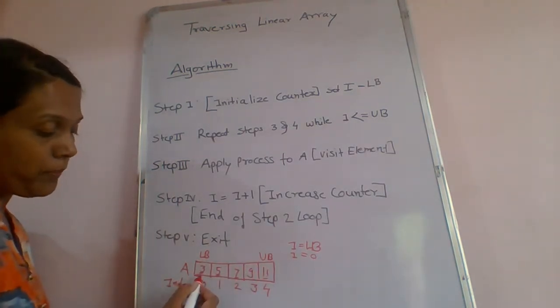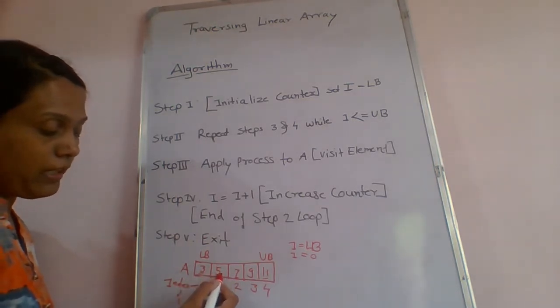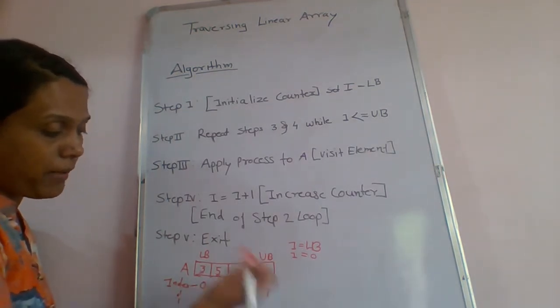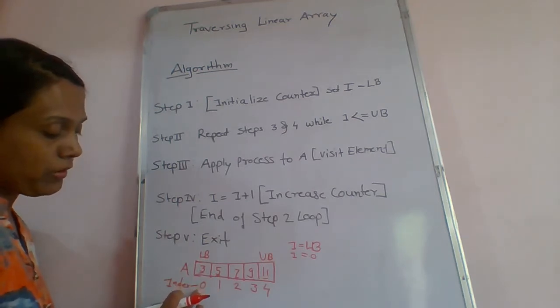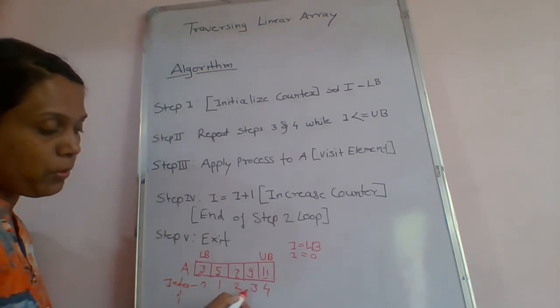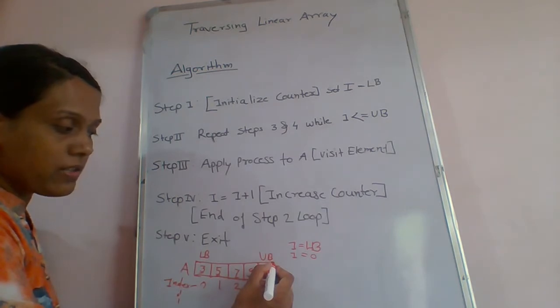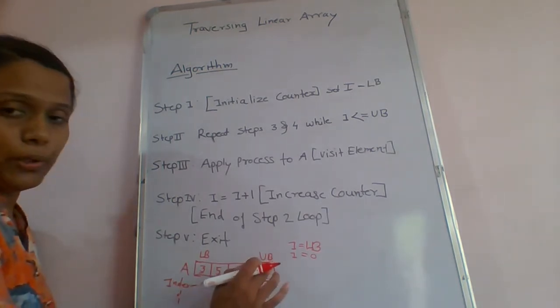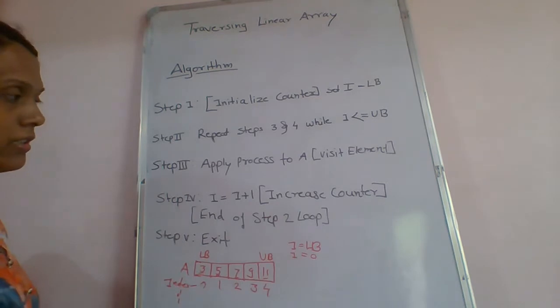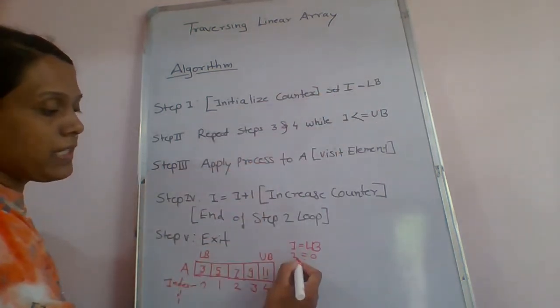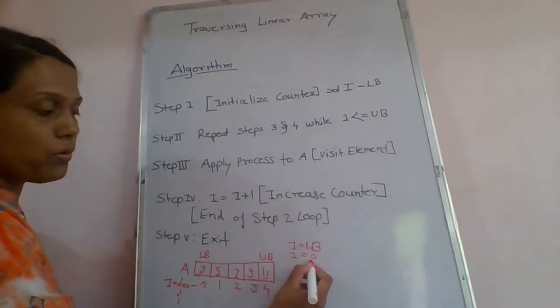So what are we going to do? We first go to the element 3 and read it, then go to 5, then 7, then 9 and 11. To visit these elements we go through the indexes: we visit index 0 first, then 1, 2, 3, 4, till the upper bound, that is, till the last point of the array. Now what is the first step? Initialize counter. Set I equals to LB, that is, I equals 0.